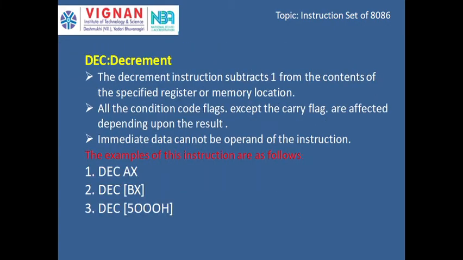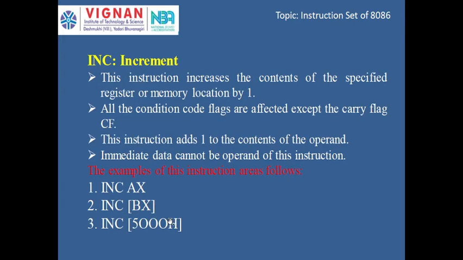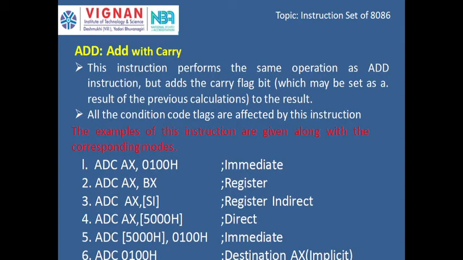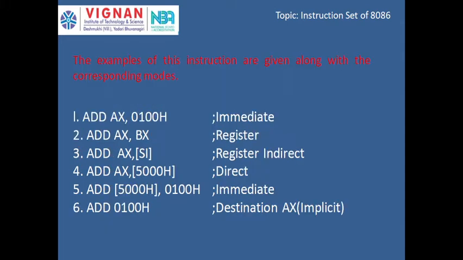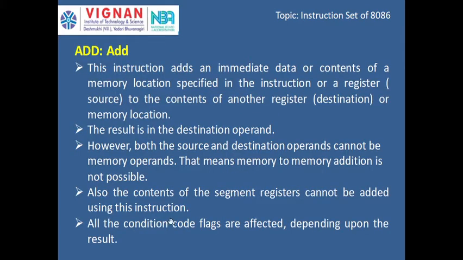So first, these arithmetic instructions are used to perform arithmetic operations like addition, subtraction, increment, decrement, multiplication, division, etc. The first one is the ADD instruction. This instruction adds an immediate data, or the contents of a memory location specified in the instruction, or a register content to the contents of another register, that is the destination, or a memory location. After executing this instruction, the result will be in the destination operand.